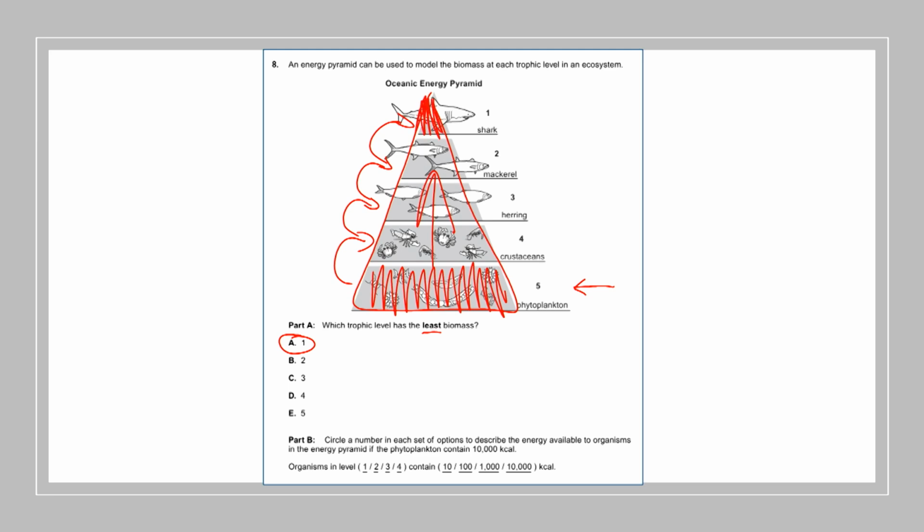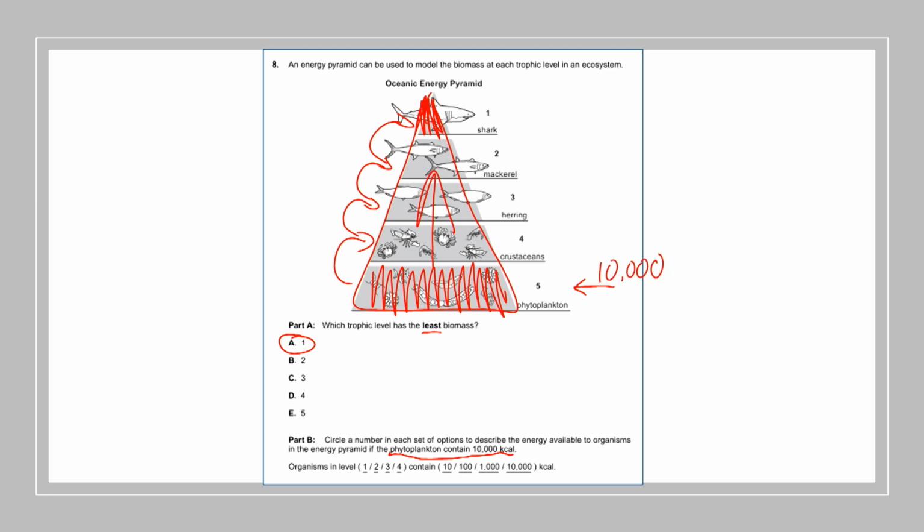Okay, great. So let's look at part B. What we're doing here is it's telling us that the phytoplankton contains 10,000 kilocalories of energy. And what we want to do is figure out how much energy is at each of these different levels. So here's what I'm going to do. I'm just going to write this 10,000 out here, okay?